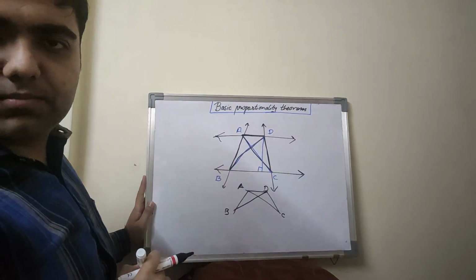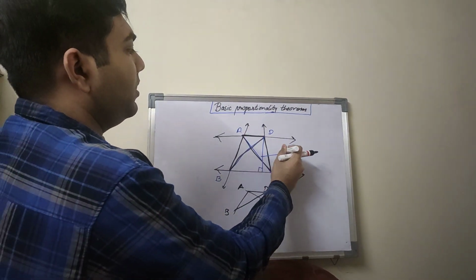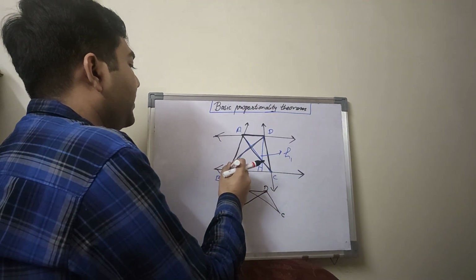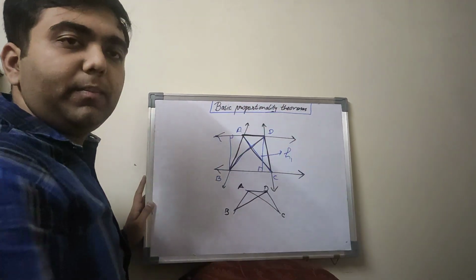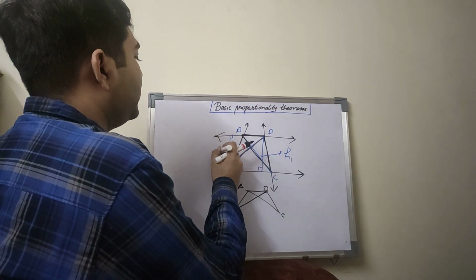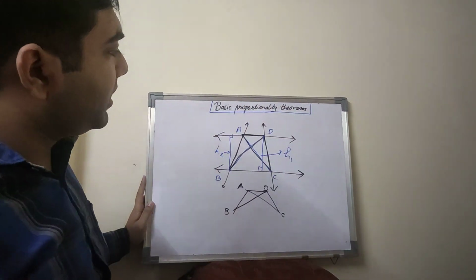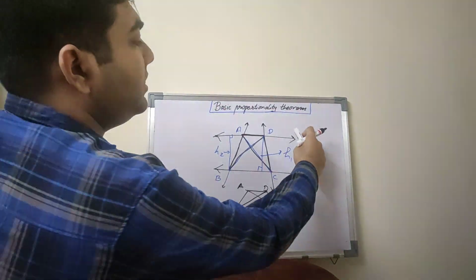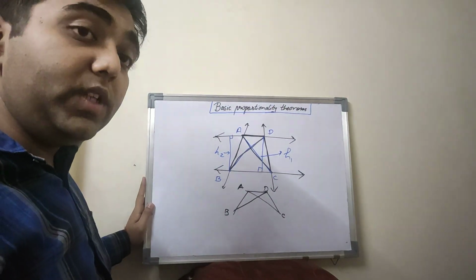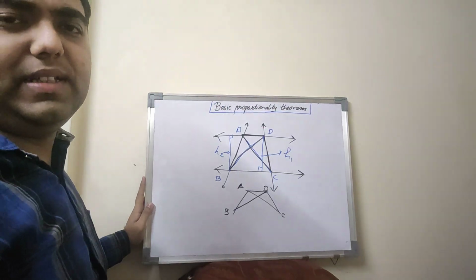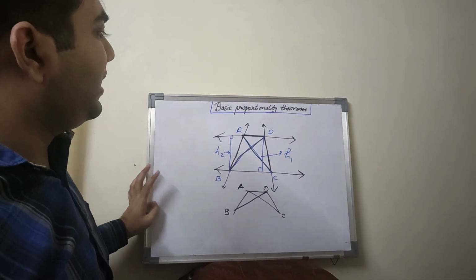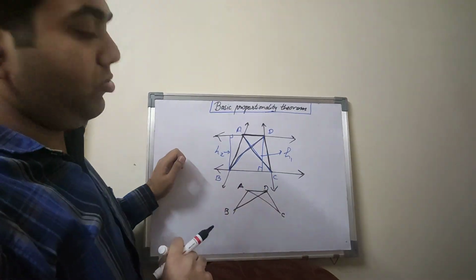This is the height for triangle ADC. Let's call it H1. Let me construct a perpendicular from B to the upper parallel line. Let's call this H2. Now these two are distances between these two parallel lines, and we know the fact very well that distances between two parallel lines are equal in length. So you see, H1 is equal to H2.